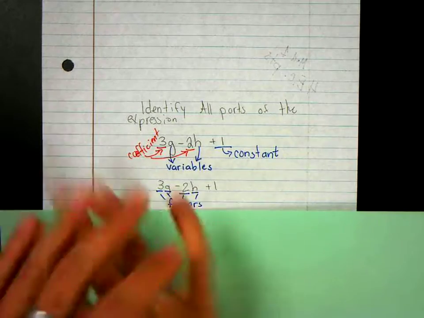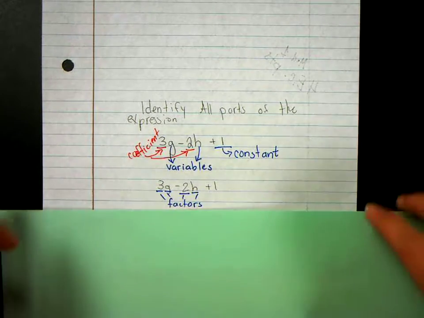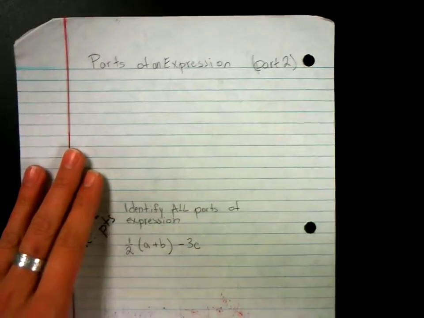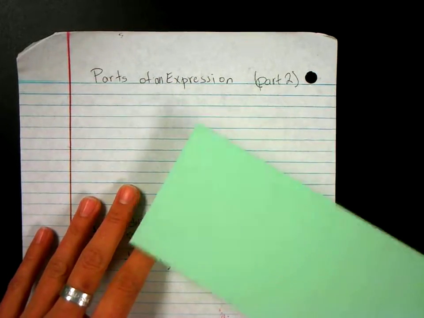All right, so that's the first step of the notes, and we're going to work on the second step. In your notebook, I need you to turn your notebook to a beautiful fresh page. So we're actually going to do 2 pages for this one. So at the top of it, you're going to label parts of an expression part 2, because it's going to be the second part of it.